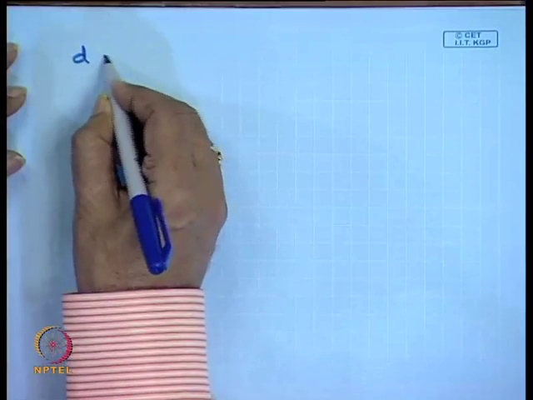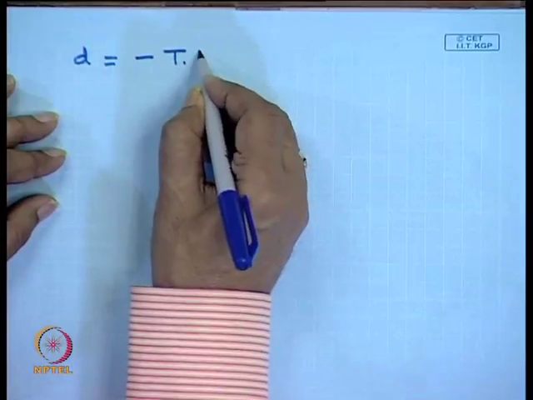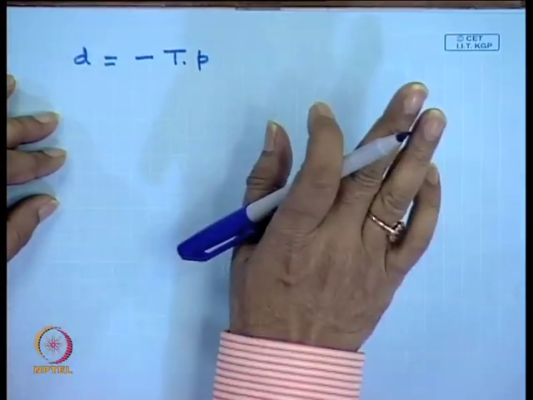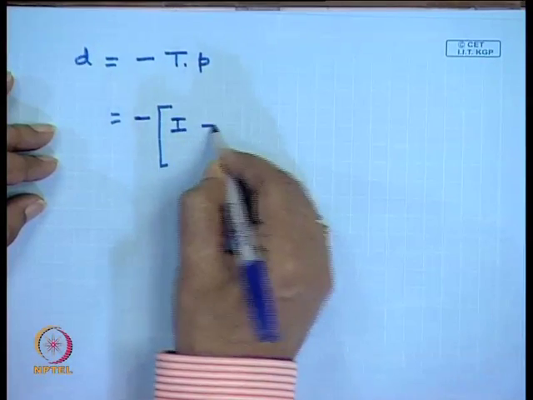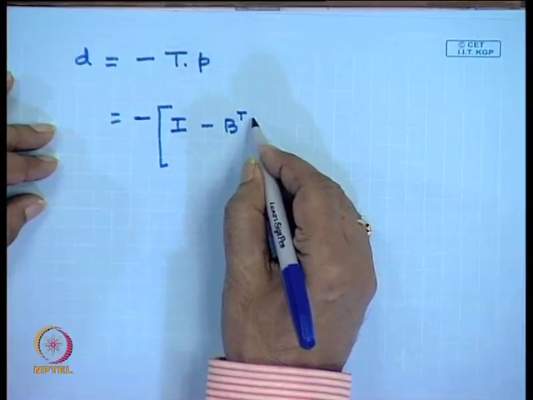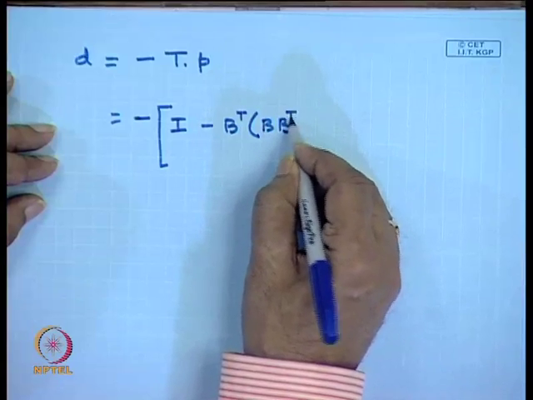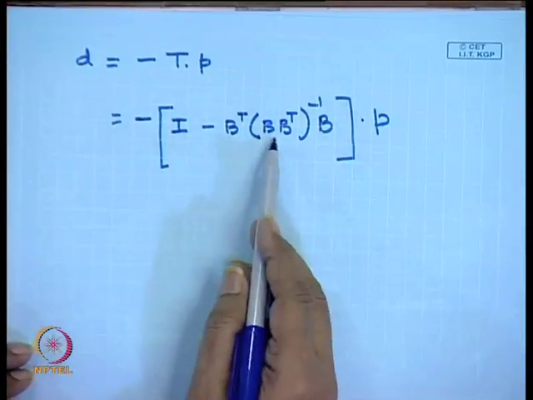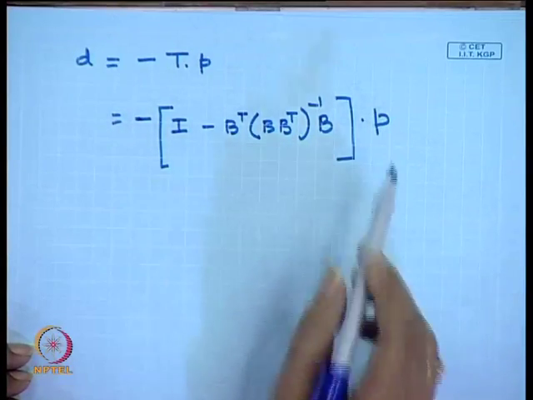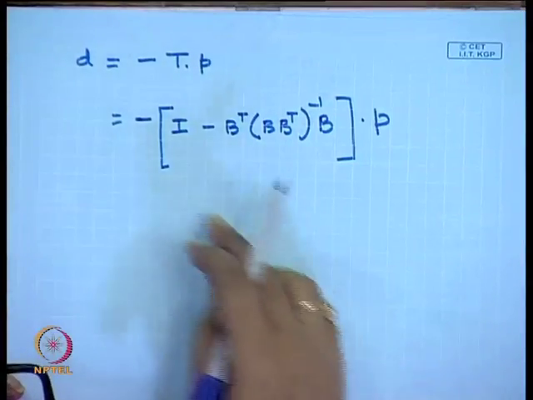Now, what is our directional vector d? If you choose it as minus t into p, then this direction will satisfy two conditions simultaneously. One is that it is a feasible direction, and not only that, the objective function value will be less than the previous objective function value. Agree? What is t? T is nothing but (I minus B transpose (B B transpose) inverse B), and this gives t into p. So, you put in the values of B and P, which you know, and you will get the directional vector. I will continue in the next class after this. Okay.